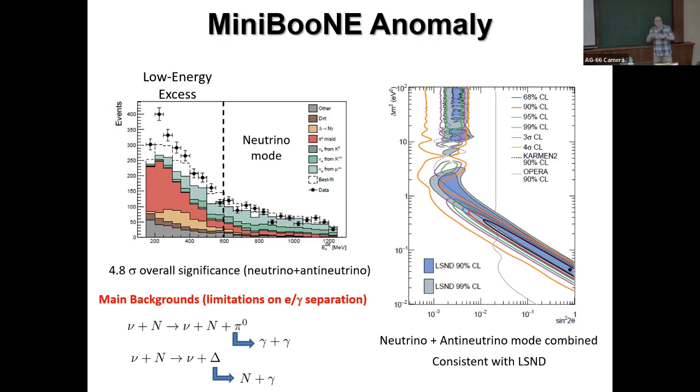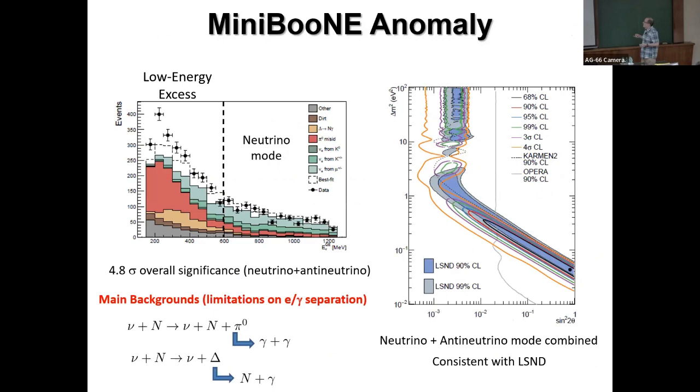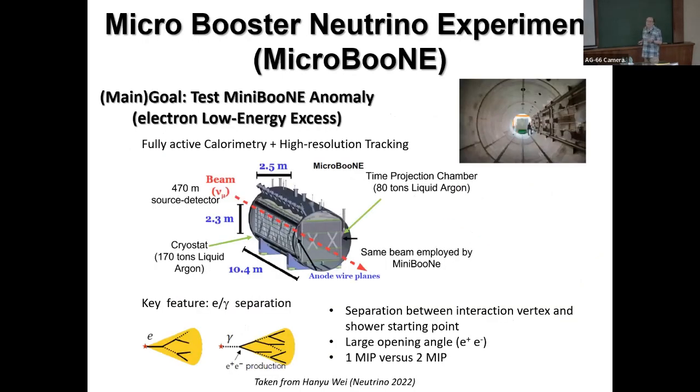So the problem that you expected to eliminate is still there, and you need to see what happened now. So we need to create another experiment that tries to confirm or refute MiniBooNE. This other experiment is MicroBooNE.